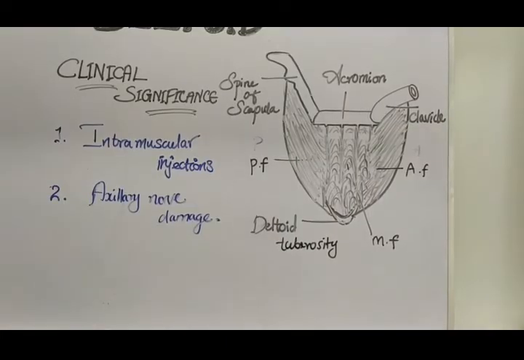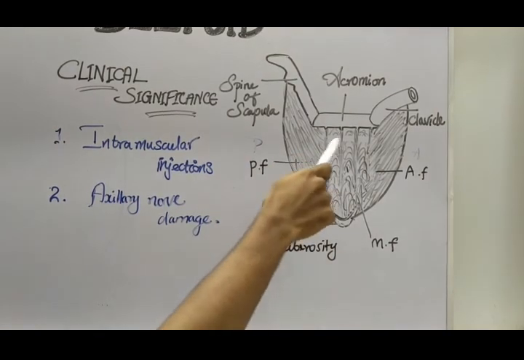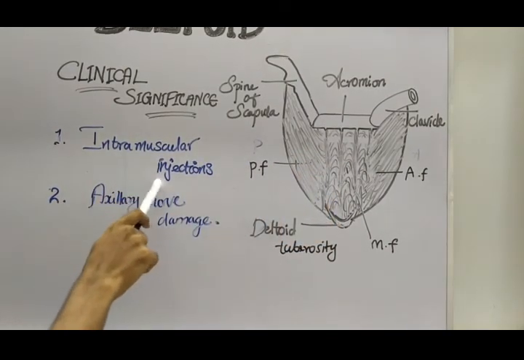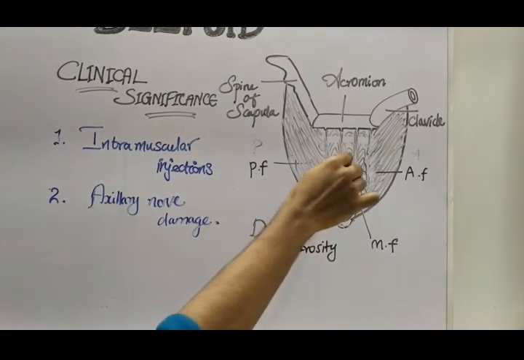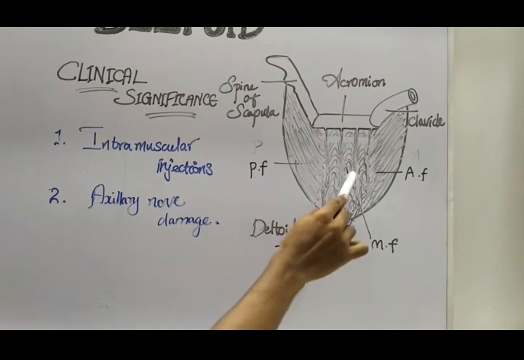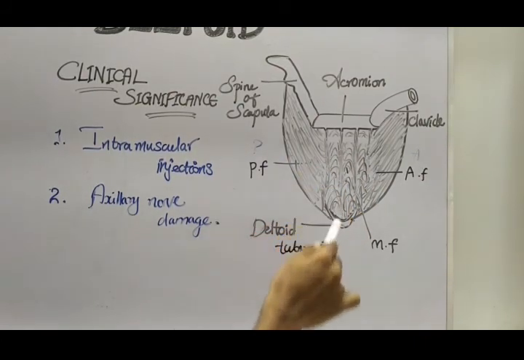Let's see the clinical significance of this muscle. This deltoid muscle is often the selection for intramuscular injections in the upper limb. The injections should be given into the middle of this muscle to avoid damage to the axillary nerve, which is present behind this muscle.